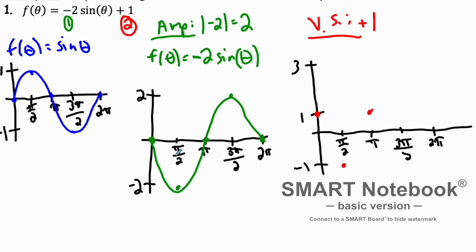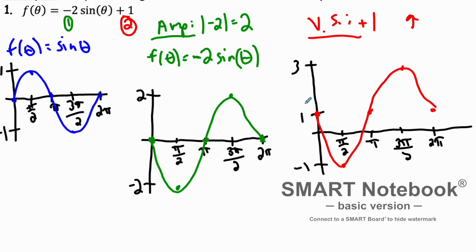3 pi over 2 is at 2. 2 + 1 puts me up here at 3. And 2 pi was at 0. 0 + 1 puts me at 1. All right, so all it did was take all of those y coordinates and shift them up 1 unit. Okay, so it takes all the y coordinates and shifts them up +1, so it's going up 1 unit. Okay, so there's your final graph for the first example.